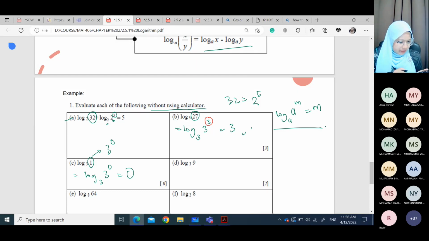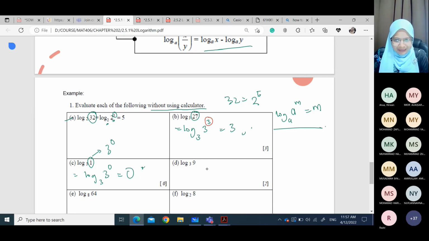Okay. So you boleh check gunakan calculator. Log 3 value dia 1 equal, then you akan dapat kosong. So kalau guna yang MS 991, log 1 divided by log 3. So equal dia kosong. You akan dapat kosong. Dapat tak? Dapat kosong tak?